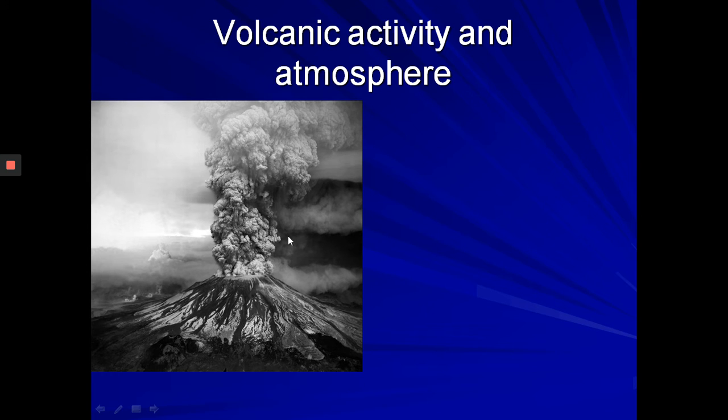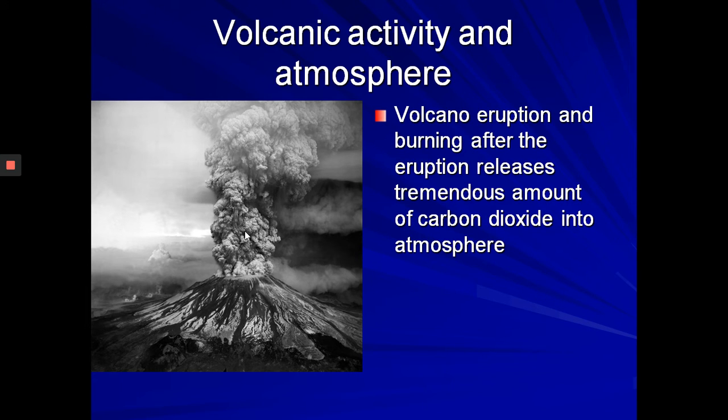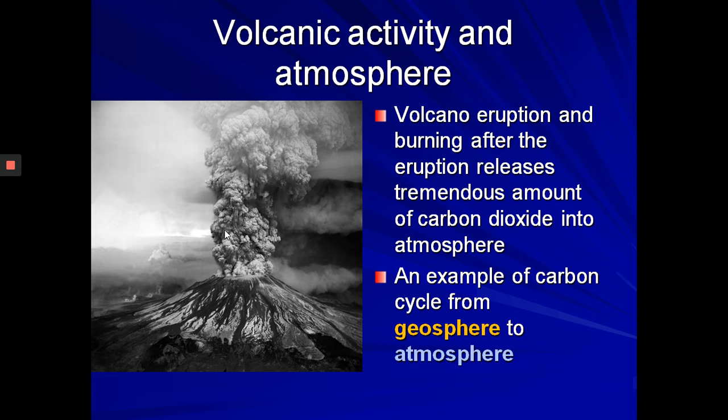Okay, volcanic activity and atmosphere. Volcano eruption and burning after the eruption releases a tremendous amount of carbon dioxide into the atmosphere. So as you can see in this picture, when the volcano erupts, you can see a lot of dust and also carbon dioxide erupting out of it. This is an example of a part of a carbon cycle from a geosphere to atmosphere.